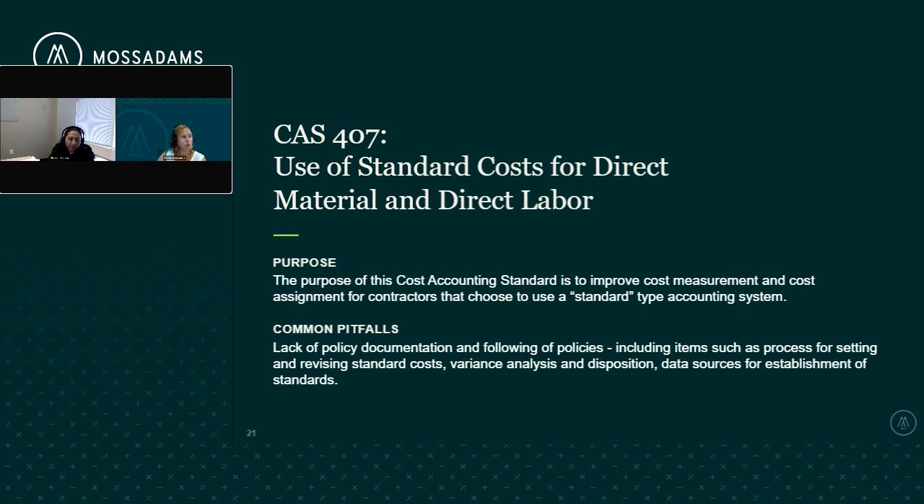The next one, CAS 407. So this relates to the use of standard costs for direct material and direct labor. This is another one that may not apply to all contractors as it addresses standard costs. So that's usually like in a manufacturing environment. So it would apply to direct materials, direct labor.